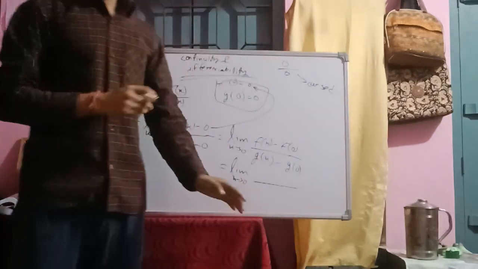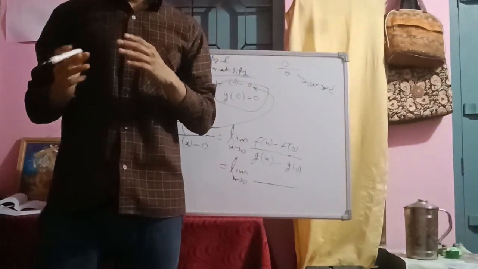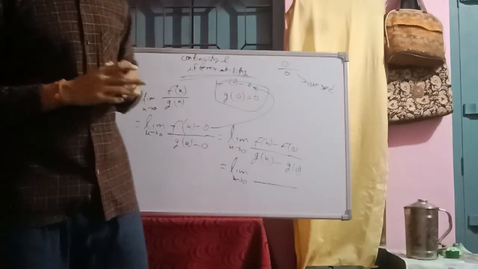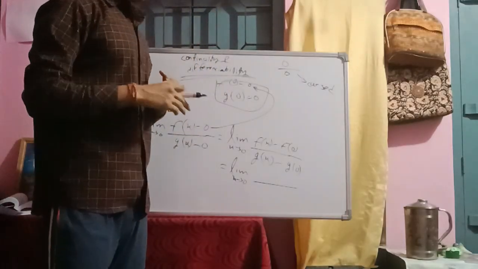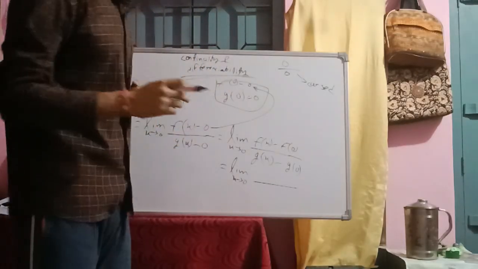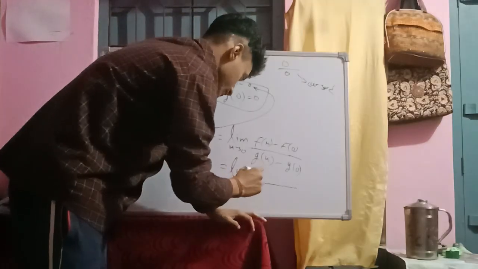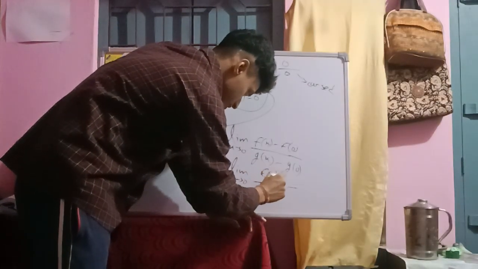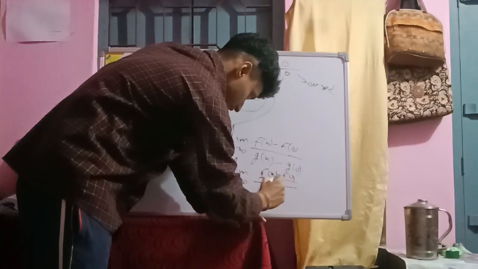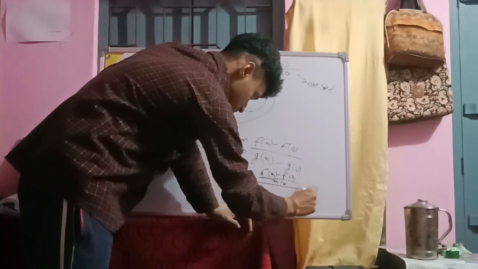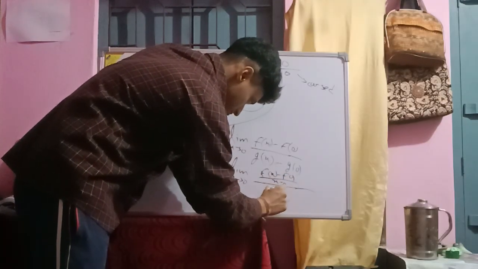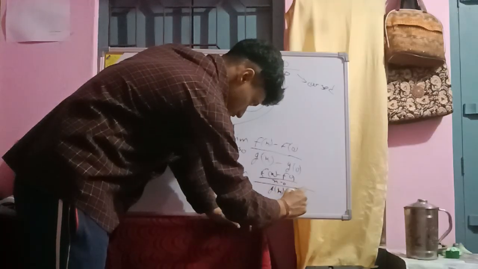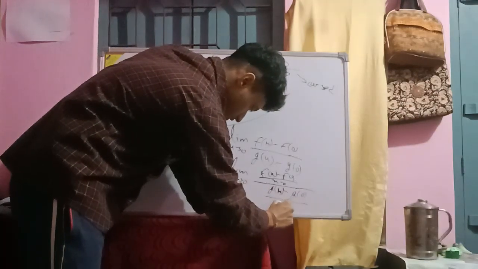We can definitely do that because we know that multiplying or dividing both the numerator and the denominator would not change the value of any fraction. So you can rewrite this as f of x minus f of 0 over x minus 0, over g of x minus g of 0 over x minus 0.